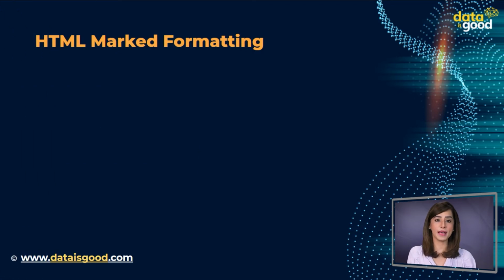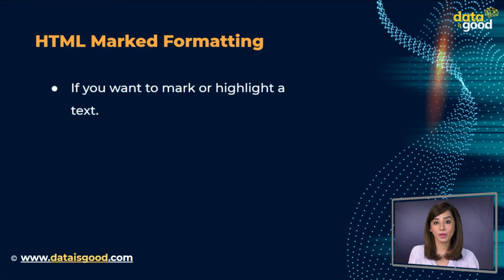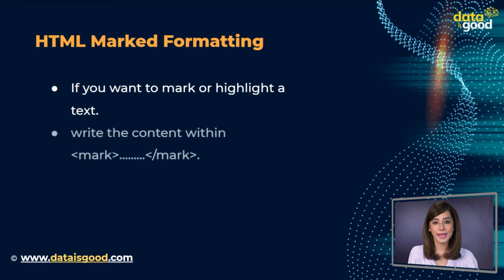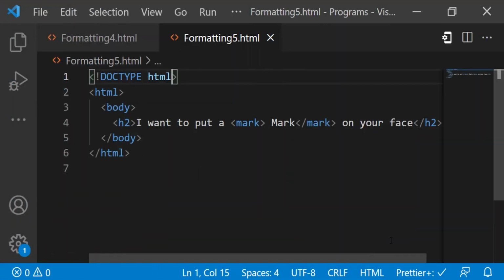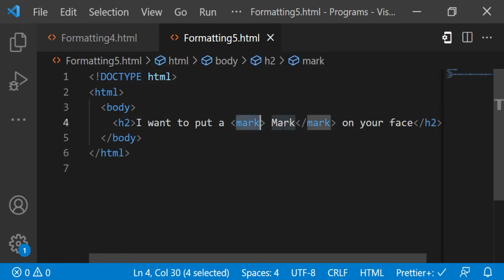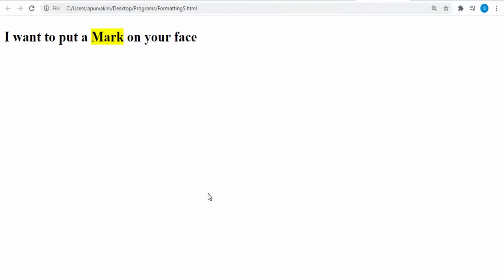HTML marked formatting. If you want to mark or highlight a text, you should write the content within mark. Here's an example of marked formatting. In this example, we have written mark in the mark tags so that this text will be displayed highlighted. Let's see the output. You can see the text is marked.